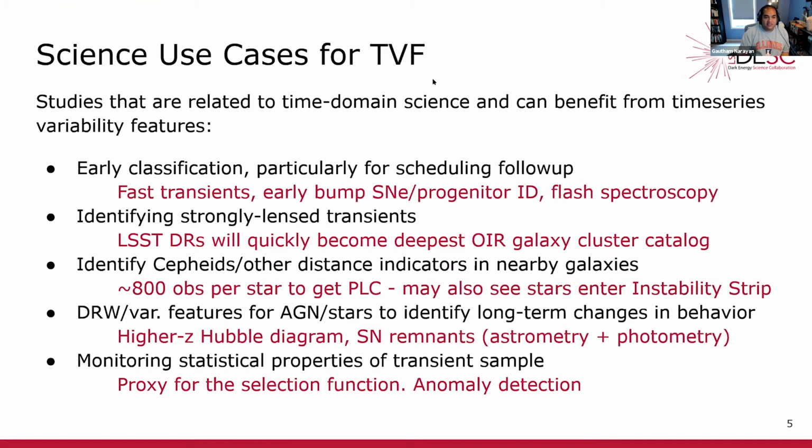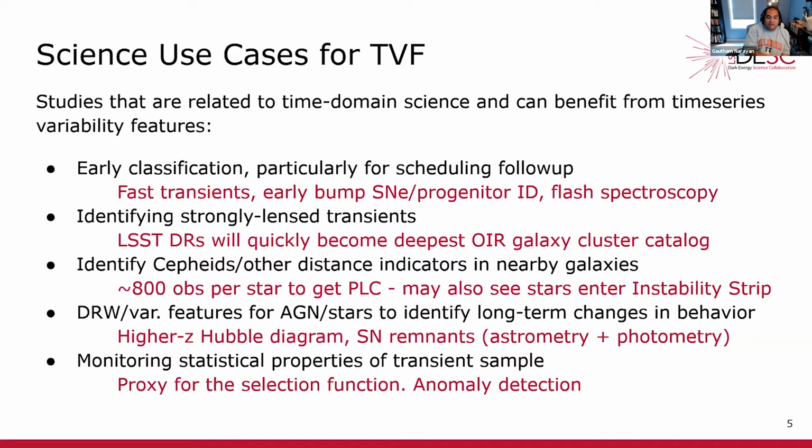And I'll lay out the science cases here. So for things like early classification, if you want to do kilonova follow-up, or if you are interested in making sure that you get a spectrum of a supernova near peak, or identifying the progenitor, flash spectroscopy, all of those sorts of things, then you really care about some kinds of time series features. If you are interested in, say, identifying strongly lensed transients, then you'll be very dependent very quickly upon the LSST data releases, because they will become the deepest optical infrared galaxy cluster catalog there is. And so will be where we identify most of these sources.